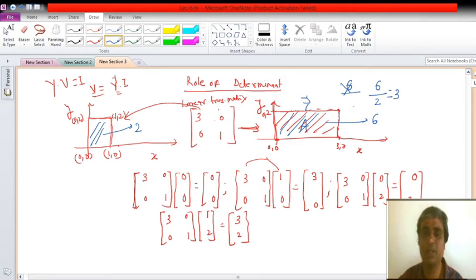And let me find out the determinant also. So what is the determinant of that? It is 3. Got it, the answer.